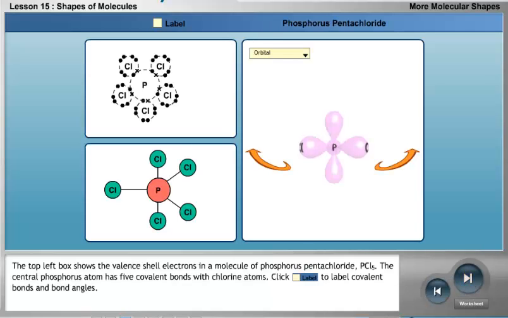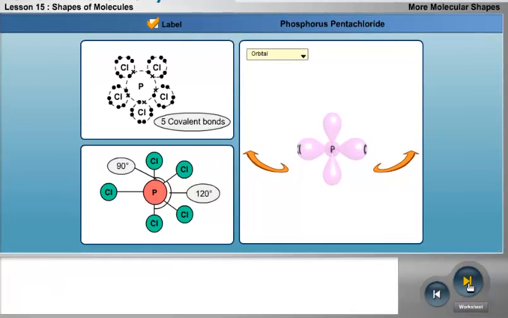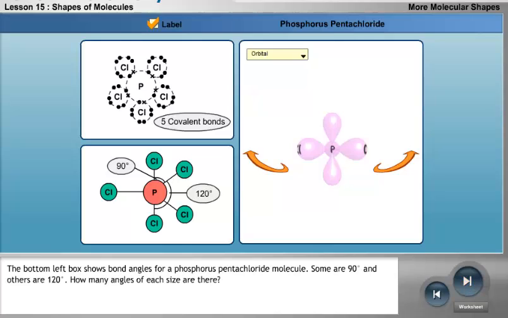The top left box shows the valence shell electrons in a molecule of phosphorus pentachloride, PCl5. The central phosphorus atom has 5 covalent bonds with chlorine atoms. Click Labels to label covalent bonds and bond angles. The bottom left box shows bond angles for a phosphorus pentachloride molecule. Some are 90 degrees and others are 120 degrees.